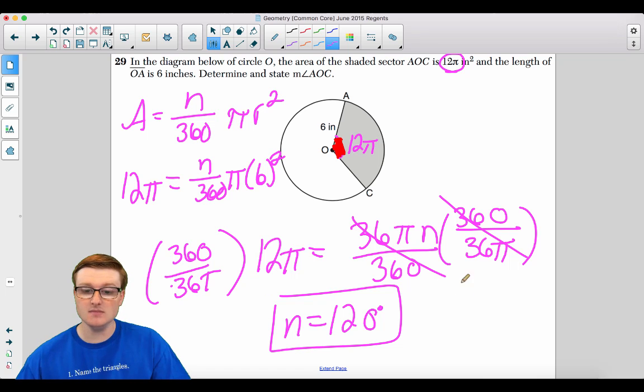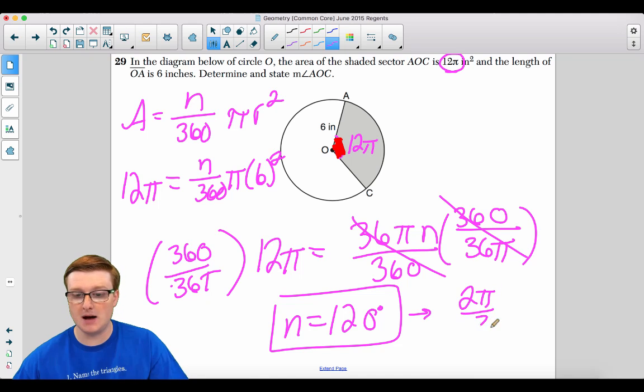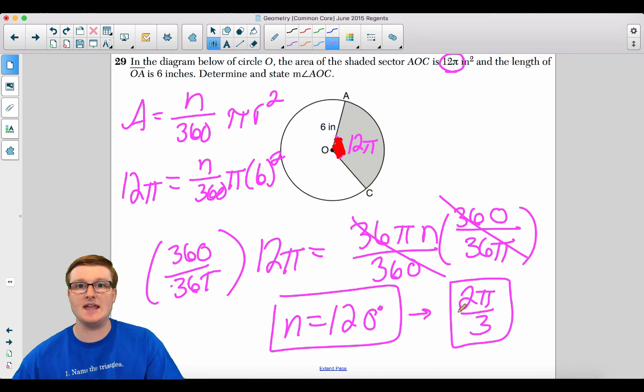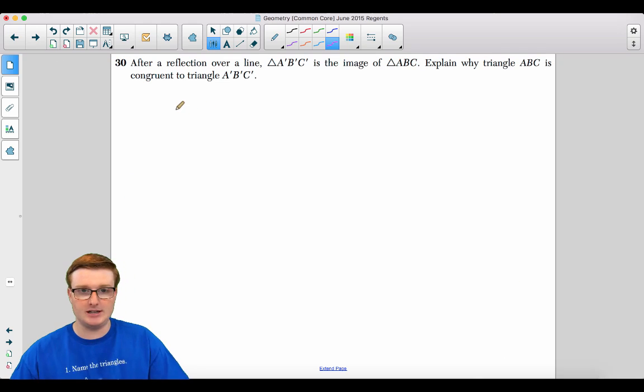You're all done. All right. By the way, 120 degrees, if your teacher teaches you differently, this is also equivalent to 2 pi over 3. If you don't know what that means, forget about it. It is 120 degrees. But if you learned it this way, then that's fine. All right. Moving on to question 30.